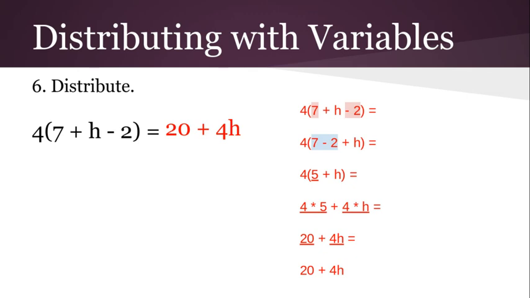Here's how it's done. First, we have 4 times 7 plus h minus 2. What we want to notice is that we have minus 2. So we can bring minus 2 over to the 7 to turn it into 7 minus 2 plus h within the parentheses. Once we find the difference of 5, we can distribute to get 4 times 5 plus 4 times h, which gives us the expression of 20 plus 4h.